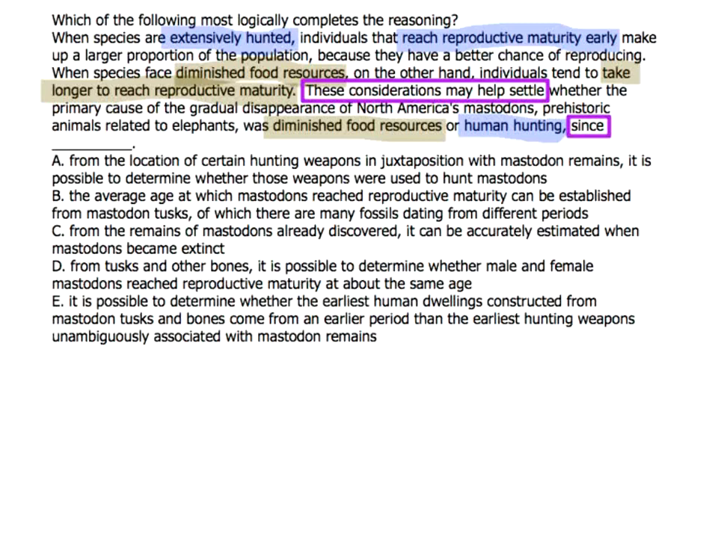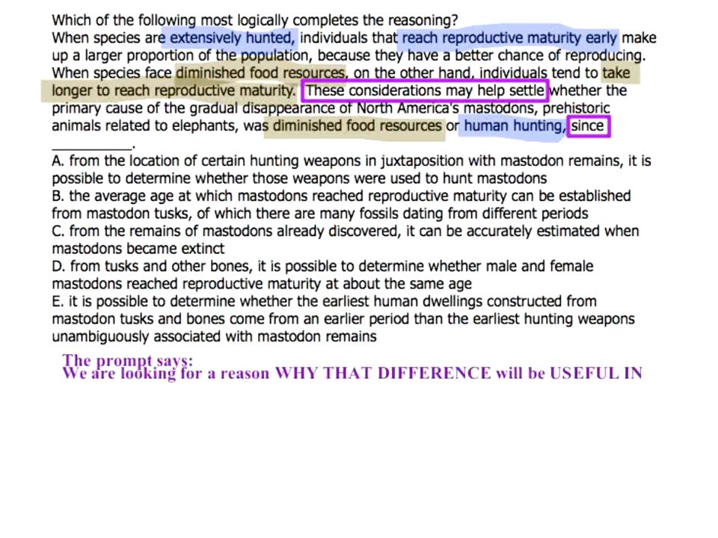Since what? So we need a reason why. According to the prompt, we are looking for a reason why that difference will be useful in narrowing down what happened to mastodons in particular.